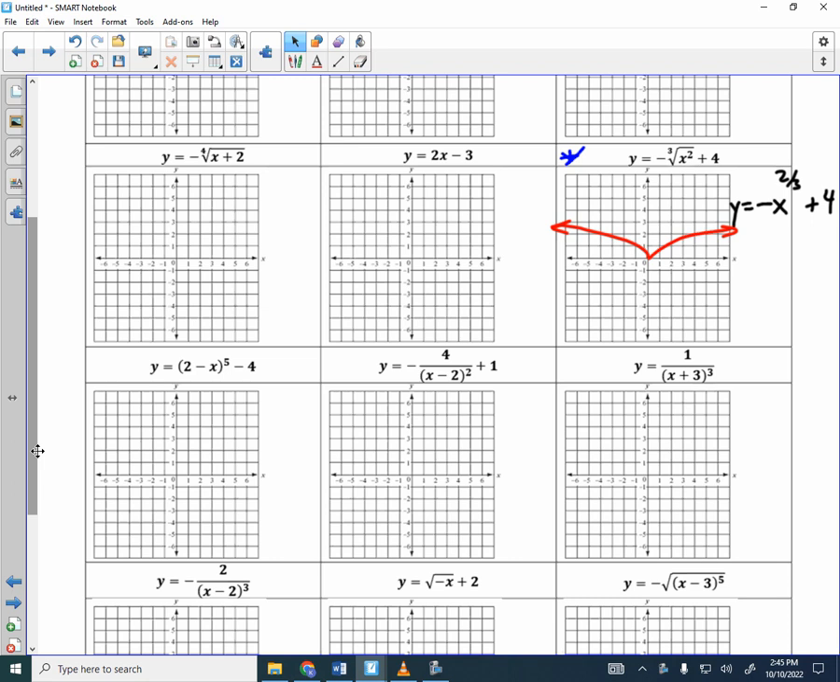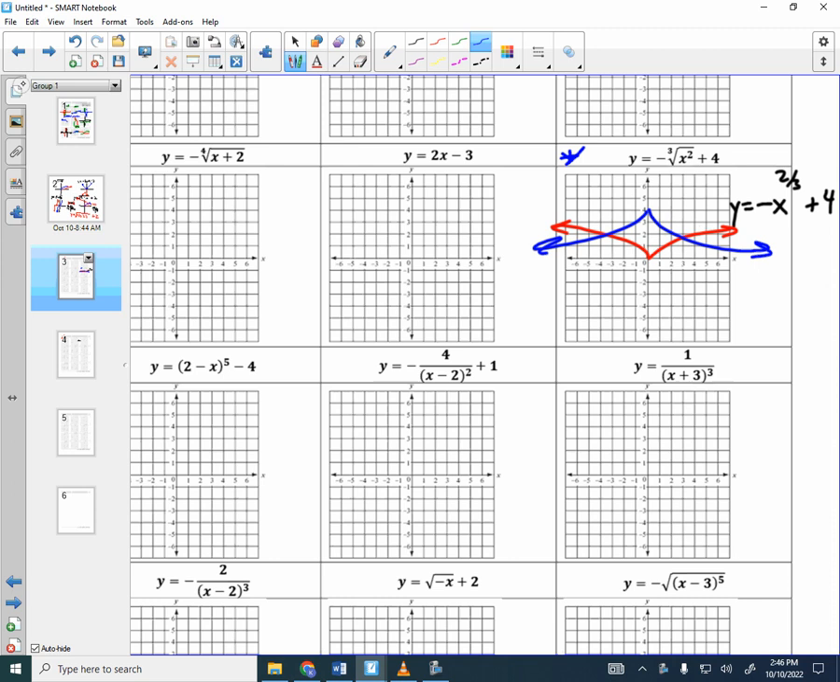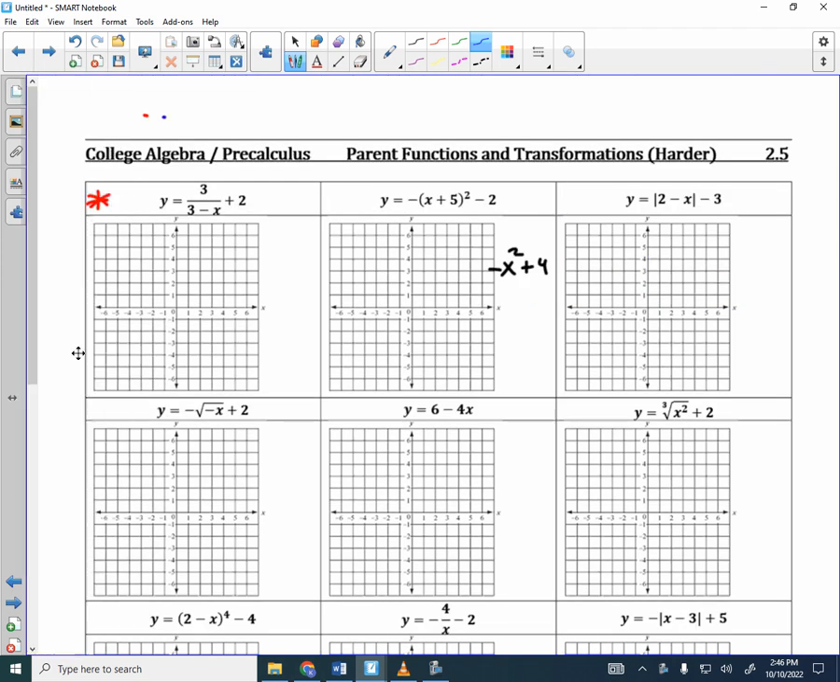And what are the two transformations? Yep, up 4 and upside down. That wasn't bad, was it? Okay, and then flip it over. We'll do one more.